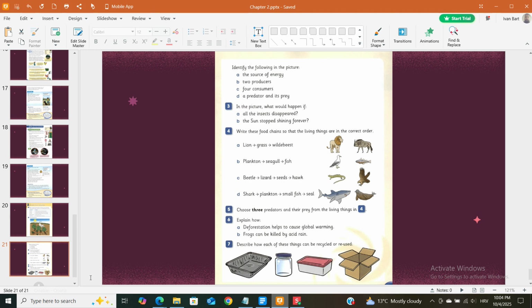4. Choose 3 predators and their prey from the living things in 3. 5. Explain how: A. Deforestation helps to cause global warming. B. Frogs can be killed by acid rain. 6. Describe how each of these things can be recycled or reused.